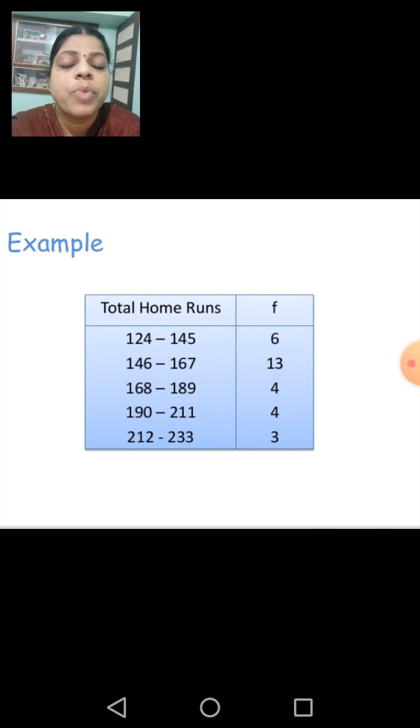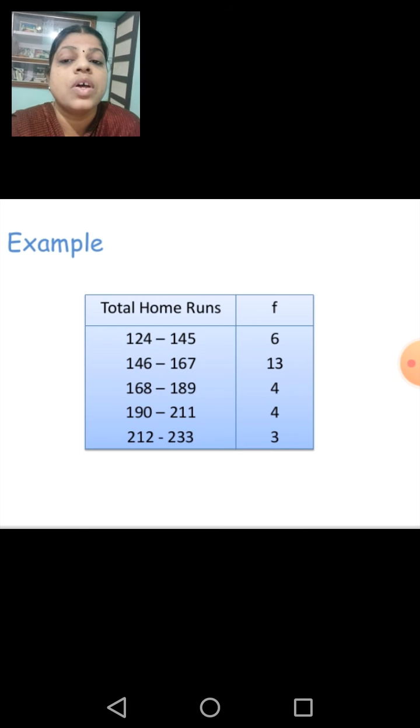So in our previous example, I told you about the runs scored by the team, isn't it? And in that we have specified the maximum and the minimum number of values also. And the class intervals also we have formed using that formula. So here, children, we can form a frequency distribution table using that data.